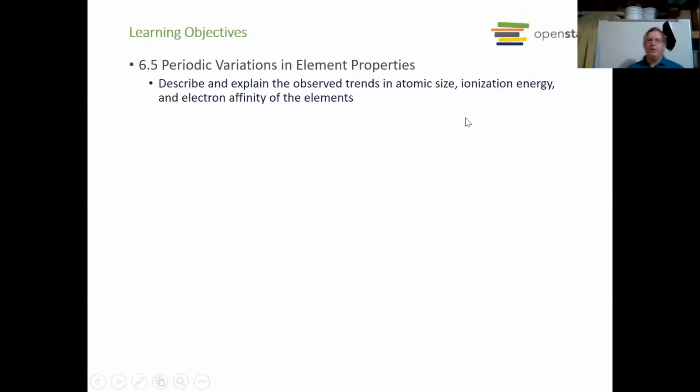So we're going to continue on our understanding of the electron arrangements of atoms. Now, in the previous video, we looked at electron configuration, orbital diagrams, the quantum numbers, and how we can determine each of these. What we're going to look at now is the trends in the periodic table, because atoms have sizes.